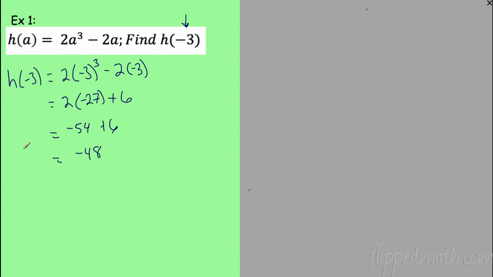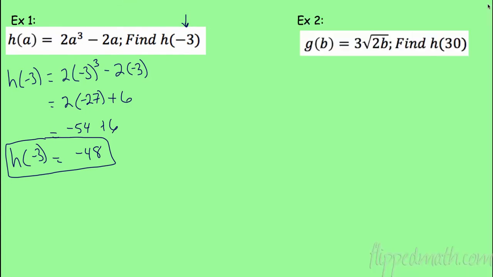Seems like a good answer right here, but remember, we want to write it in terms of function notation. This is more descriptive. So h of negative 3 equals negative 48. So I know that when I put in negative 3, my output is negative 48. Let's take a look at this next one.